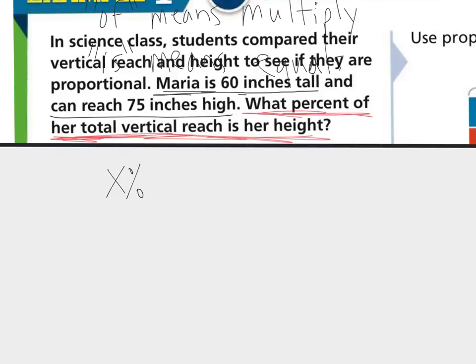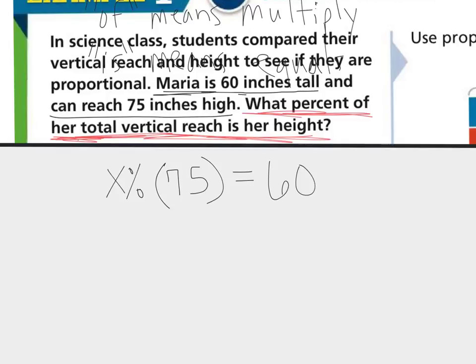I see of, we said, means multiply. Her total vertical reach, which is 75, is means equals her height, which is 60. So what I've done there, I've taken their question and I've translated that into an equation. Once I translate it to an equation, we're just going to solve the equation.